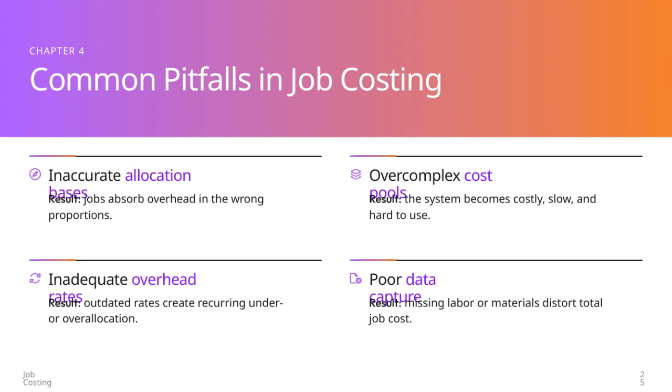Another issue is inadequate overhead rates. If these rates are outdated, they can cause constant under- or overallocation of costs, leading to unreliable job costing results. Finally, poor data capture, like missing labor or material records, distorts the total job cost, which can make it hard to determine profitability or control costs effectively. These pitfalls highlight the importance of maintaining clear, accurate, and streamlined job costing processes.